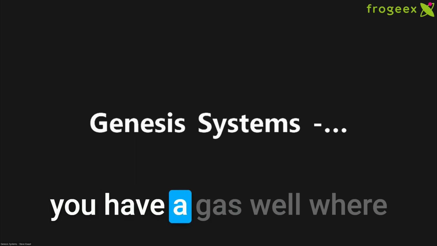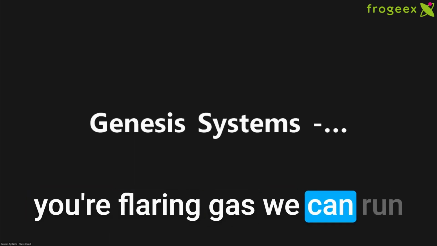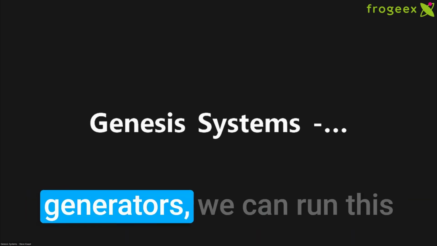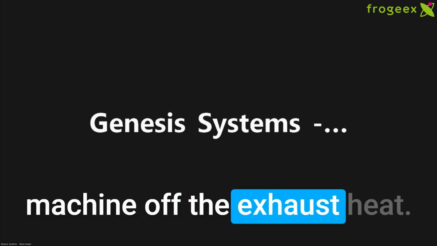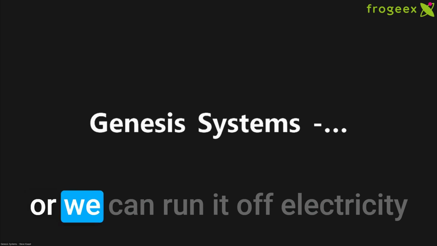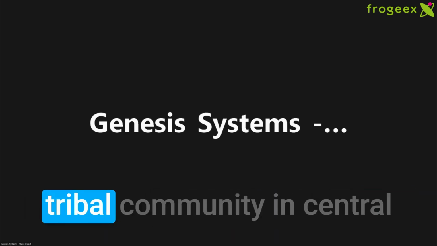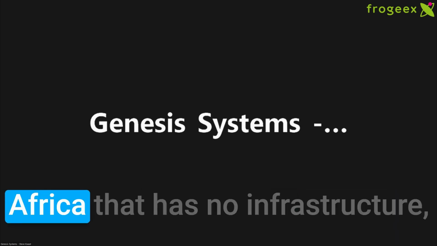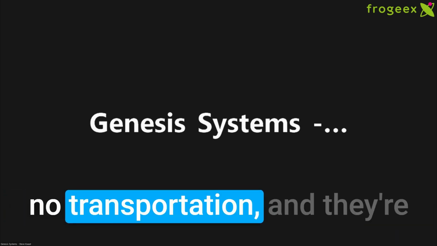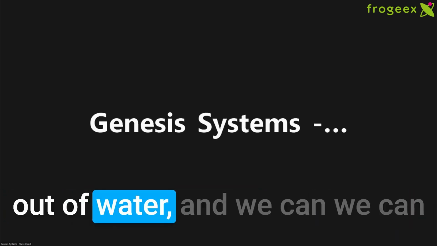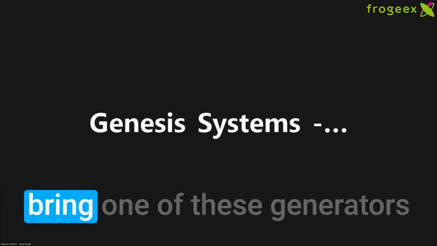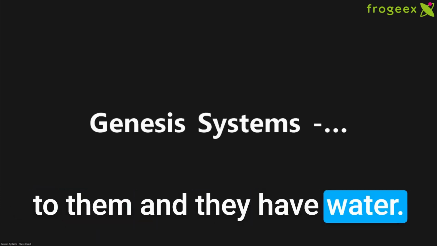If you have a gas well where you're flaring gas, we can run it off that. If you have diesel generators, we can run this machine off the exhaust heat of that emergency generator, or we can run it off electricity if that's what you have. But we're building this for that tribal community in Central Africa that has no infrastructure, no transportation, and they're out of water. And we can bring one of these generators to them, and they have water.